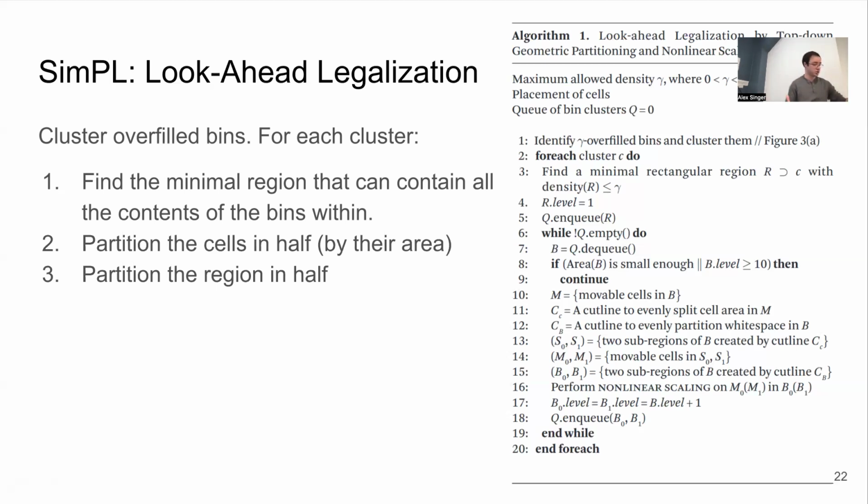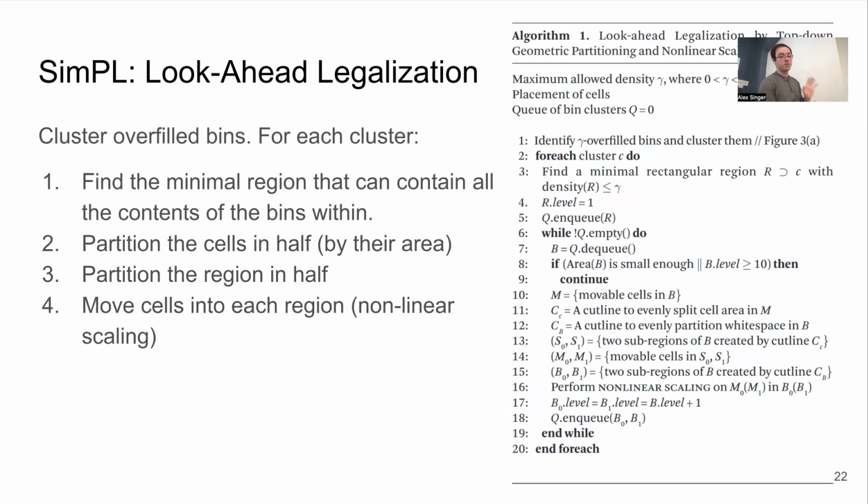Next, we look at the region and we cut the white space in half. I'll show some pictures to help explain this. And then we're going to move the cells into each region using non-linear scaling. I'll also explain what this means. But as I said, we don't want to make everything snap to the boundary line of the partition. We want to spread them out almost like a squeegee, just so they spread out across the window. That's the idea of the partition.